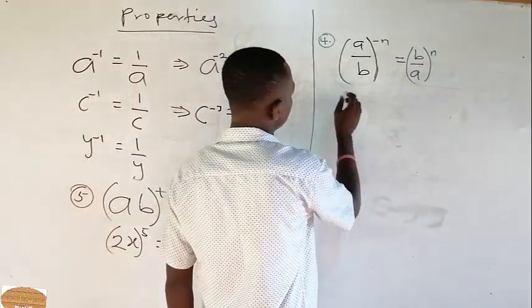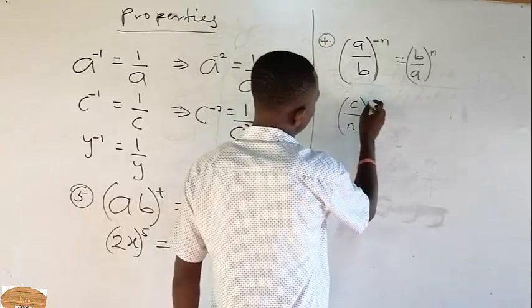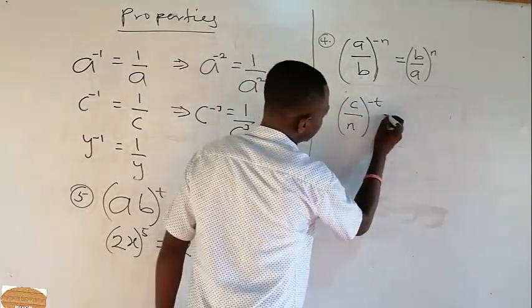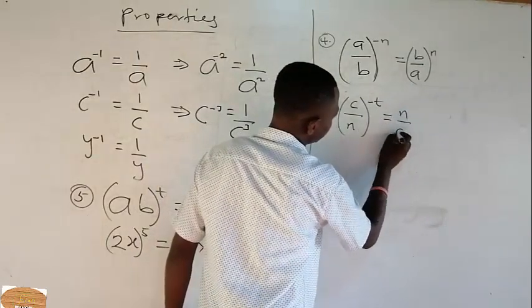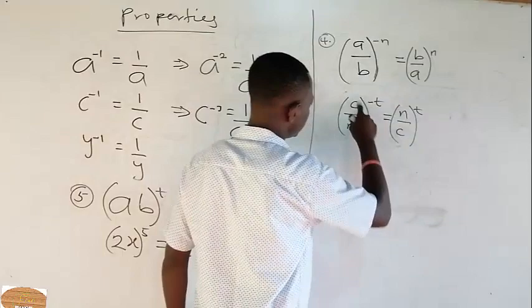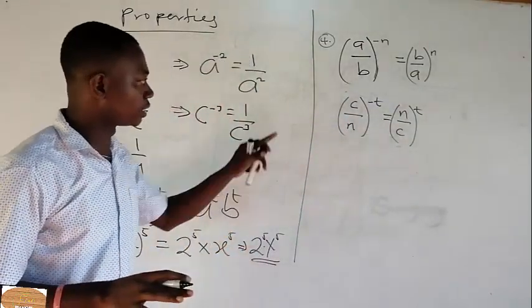In case you have c over n all to the power minus t, this one is the same as n over c, then the power also changes to positive. The moment you interchange this one, it also changes. So don't forget this one.